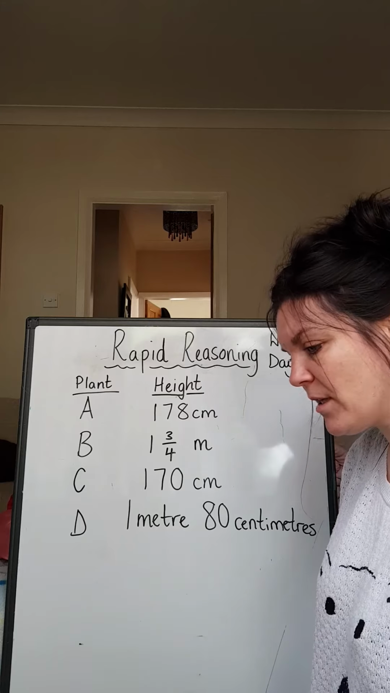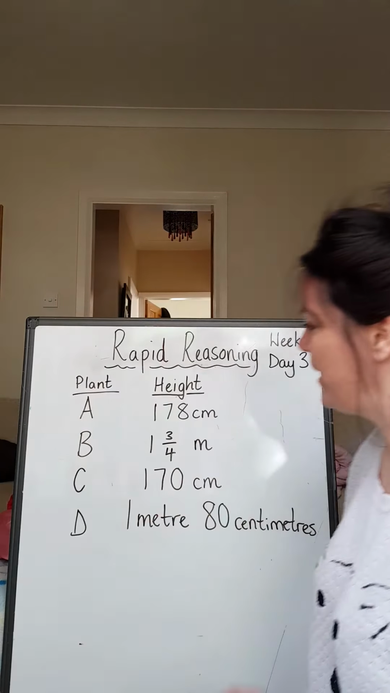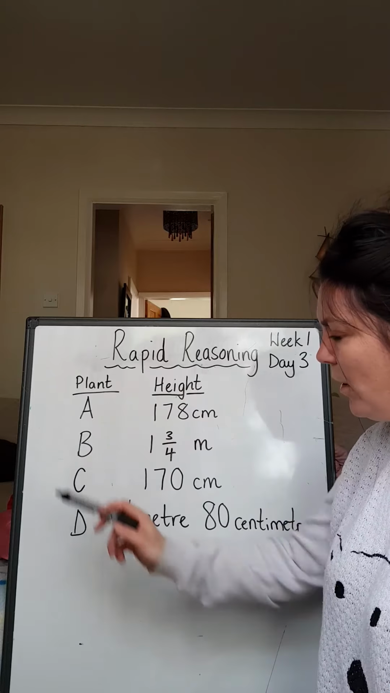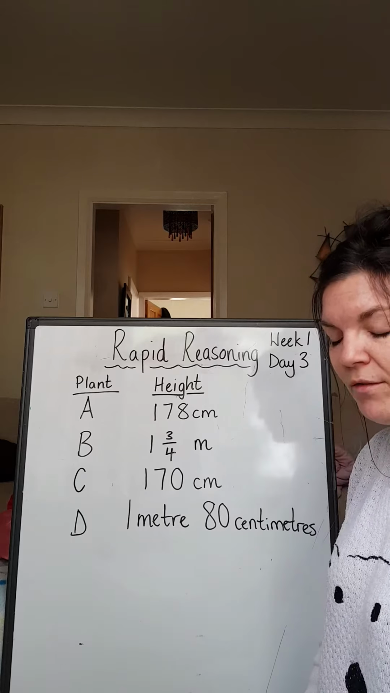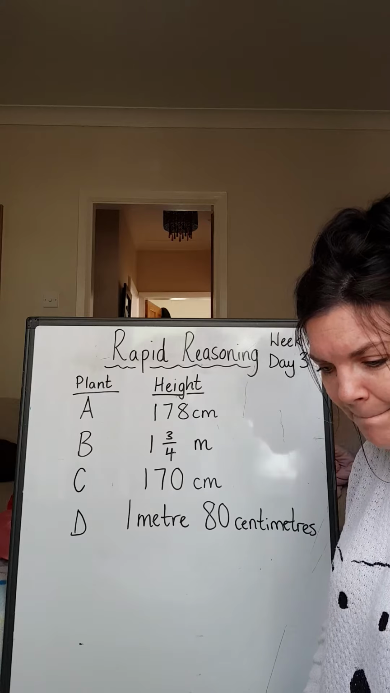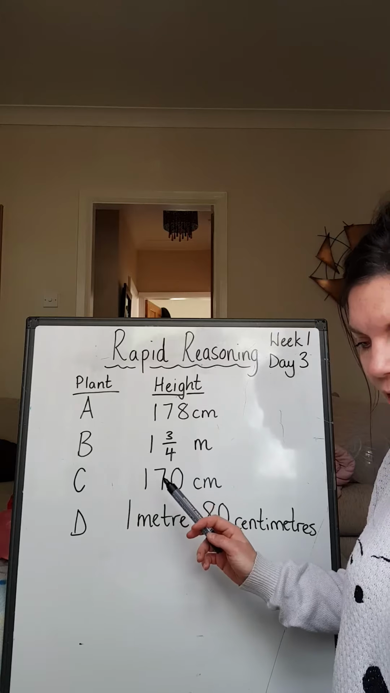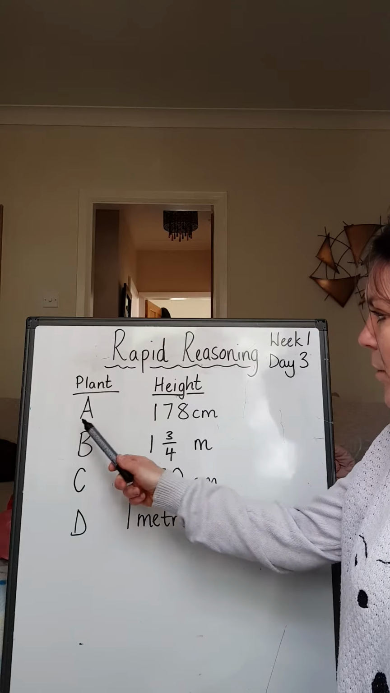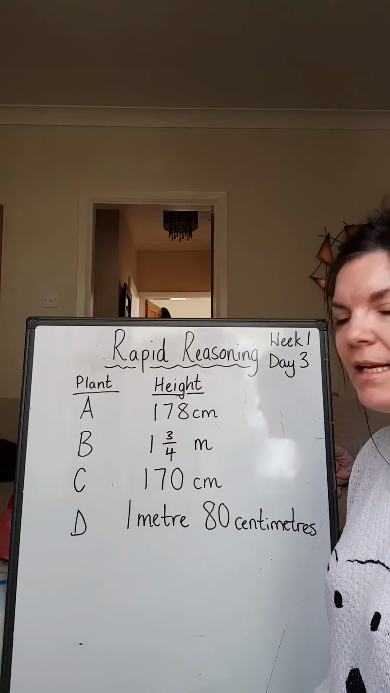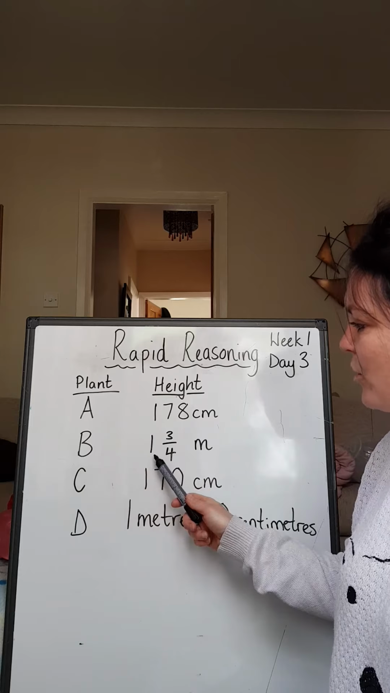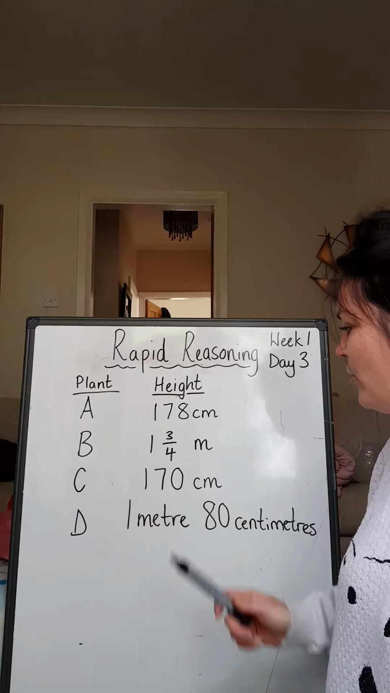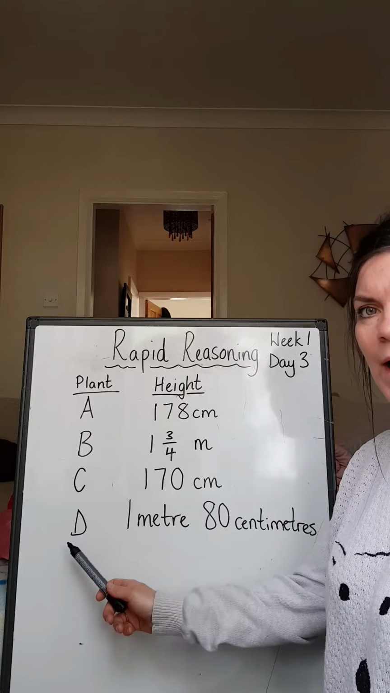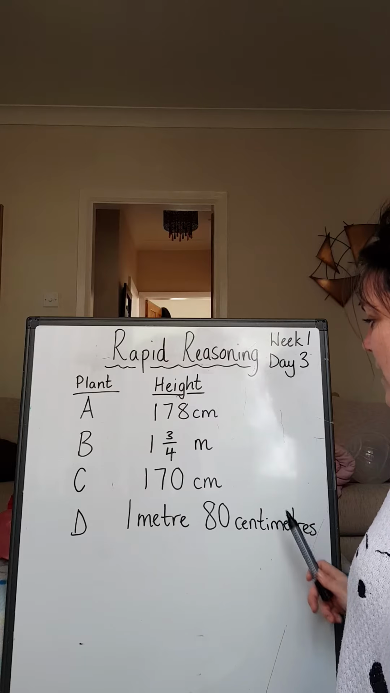So the question says, if you've got your booklet, if not, I've written down all the heights of class 3's sunflowers that they've planted, okay? They're using a table to record each plant's height. So we've got plant A, 178 centimetres, plant B, which is 1 3/4 metres, plant C, 170 centimetres, and plant D, 1 metre, 80 centimetres.